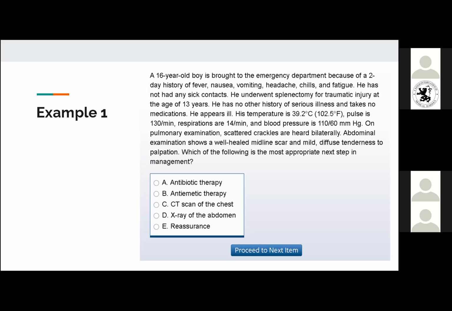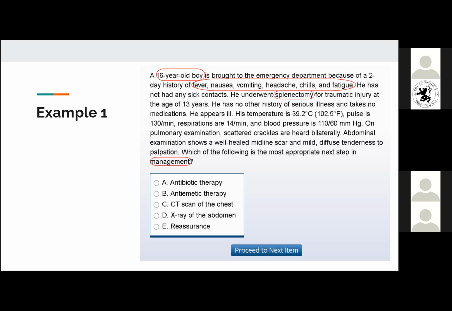A 16-year-old boy is brought to the ER because of a 2-day history of fever, nausea, vomiting, headaches, chills, and fatigue. He has not had any sick contacts. He underwent splenectomy for traumatic injury at the age of 13. He has no other history of serious illnesses and takes no medication. He appears ill. He has a fever, tachycardia, respiration is 14, blood pressure is 110/60. On pulmonary examination, there are scattered crackles heard bilaterally. The abdominal examination shows a well-healed midline scar and mild diffuse tenderness to palpation. Which of the following is the most appropriate next step in management?